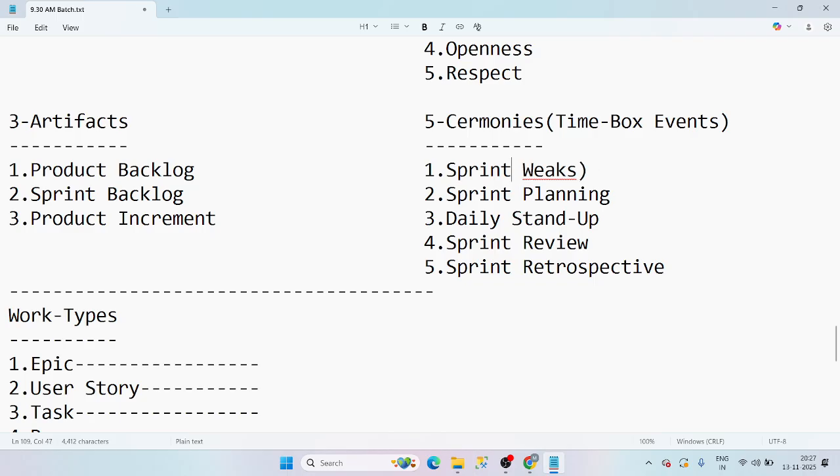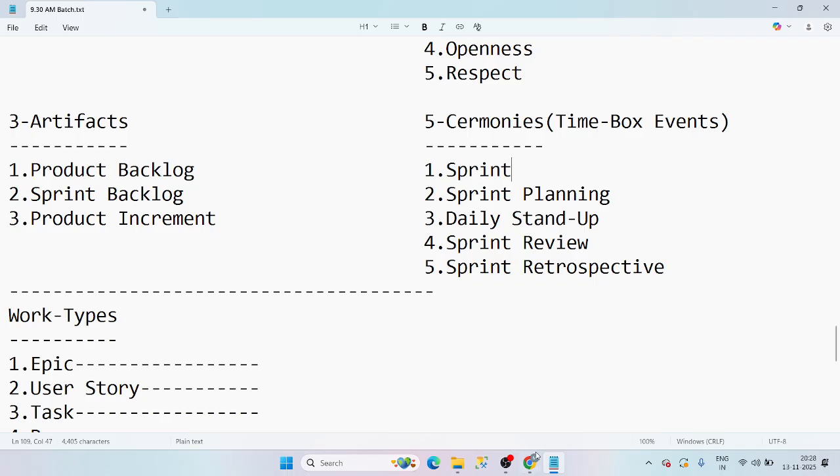Someone may say sprint is not a ceremony. No, guys, we have five ceremonies. If anyone says there are only four ceremonies, trust me, guys, you can't get the job. Someone will say four, someone will say five.